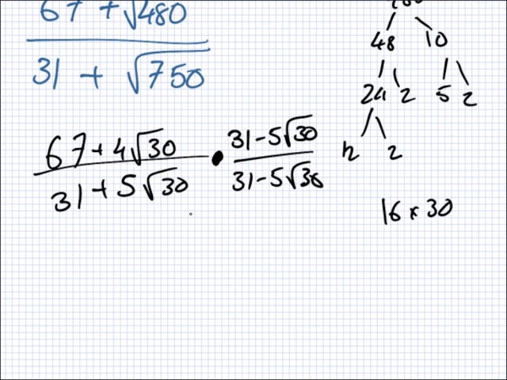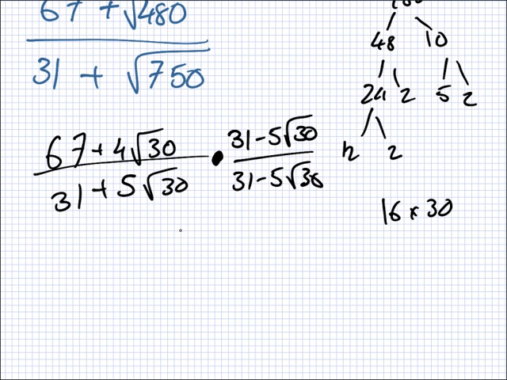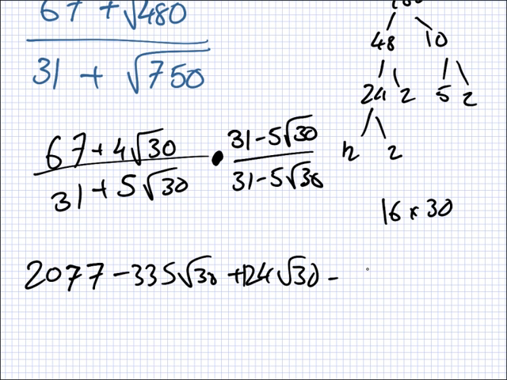Okay, let's multiply. 67 times 31. What the heck is that? 2077. Thank you. And then 67 and 5. What's that? 335 root 30. Minus 335 root 30. And then 124 root 30, minus 600, minus 30 times 20.